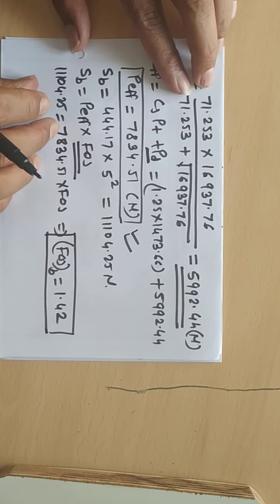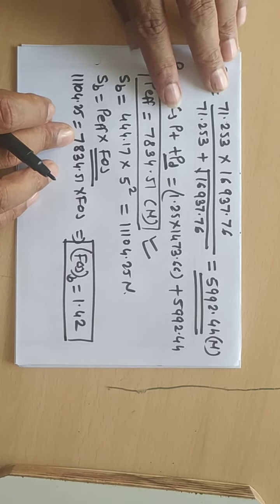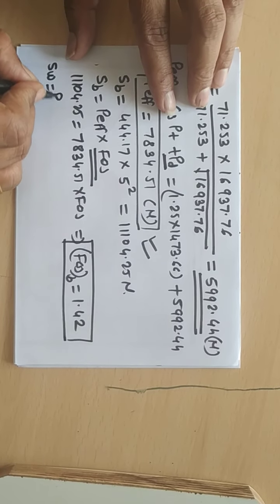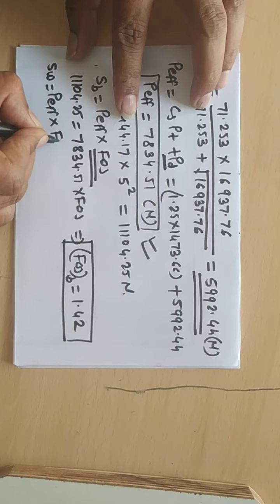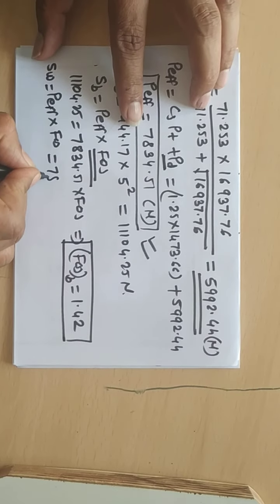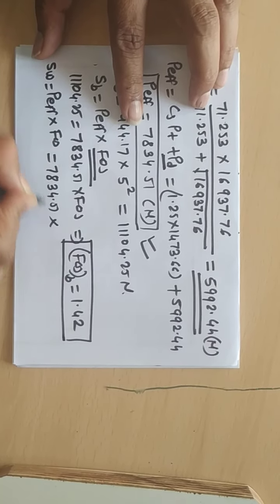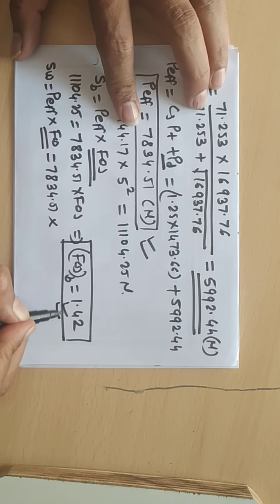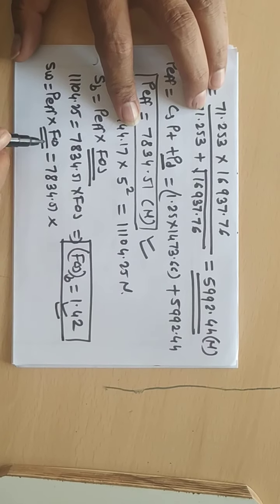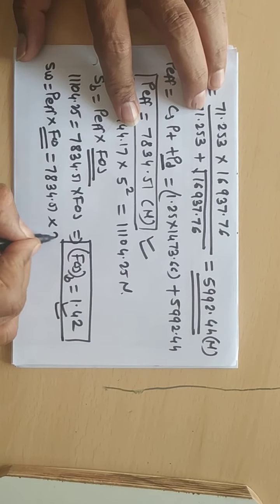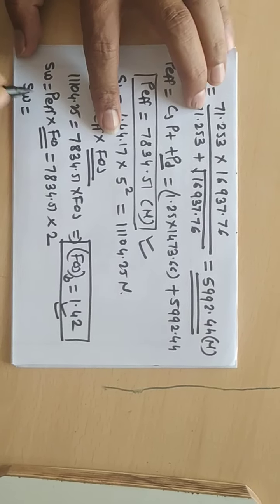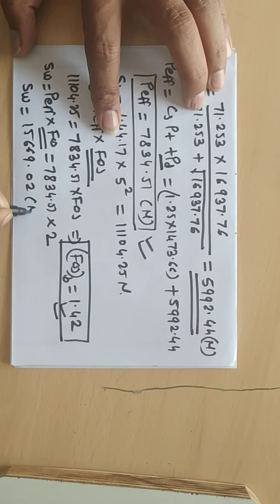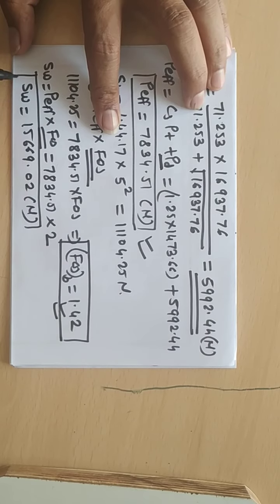Now last step, that is find out the BHN. To find out BHN required SW. Again, to avoid the failure, SW is equal to P effective into factor of safety. P effective is 7834.51 and the factor of safety. Now here the factor of safety considered is given in the numerical. This is the correct factor of safety for the check the design. Now the value of factor of safety given in the numerical is 2. Therefore SW is equal to 15669.02 Newton. This is the value of wear strength.